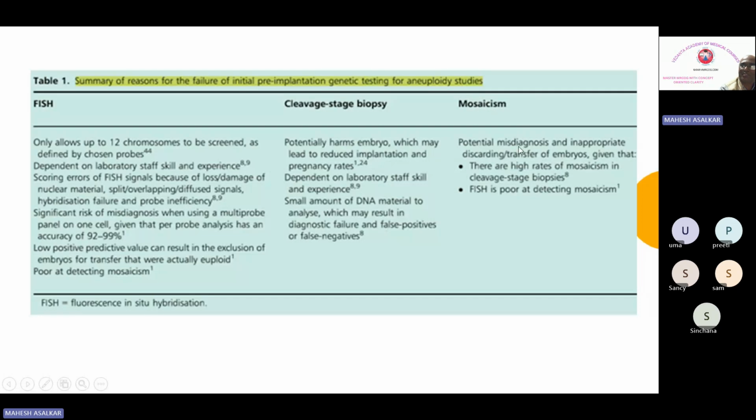Mosaicism leads to potential misdiagnosis and inappropriate discarding or transfer of embryos, given that there are high rates of mosaicism in cleavage stage biopsies. So cleavage stage biopsy has a high rate of mosaicism, and FISH is poor in detecting the mosaicism. So this mosaicism also creates a problem.